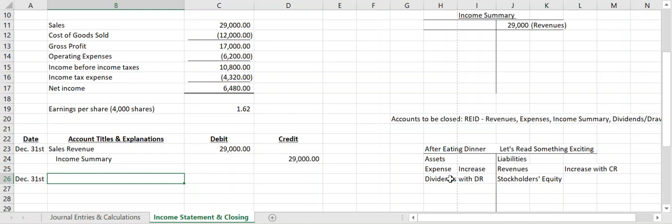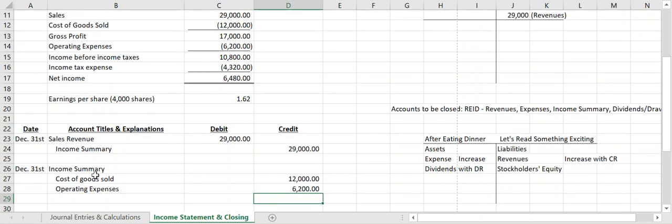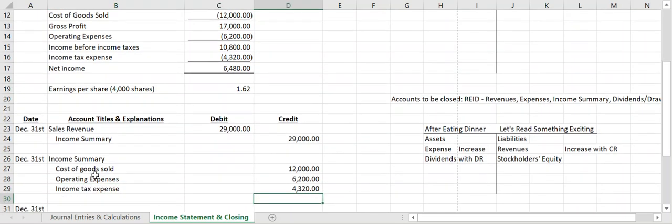Our expenses, we know, increase with a debit. So if we want to decrease them, we're going to credit each one of those. Expenses are on our income statement, so we are going to close those out to income summary, and we'll get back to that value in a moment. So thinking about our expenses, we had cost of goods sold, and our cost of goods sold was $12,000. We also had our operating expenses of $6,200, and we had our income tax expense of $4,320.